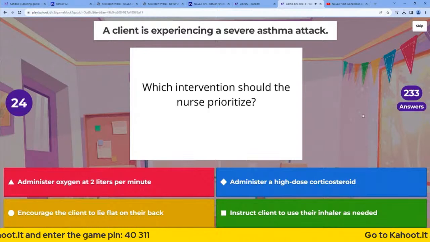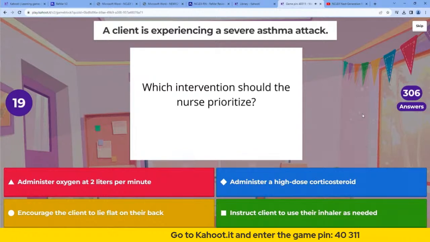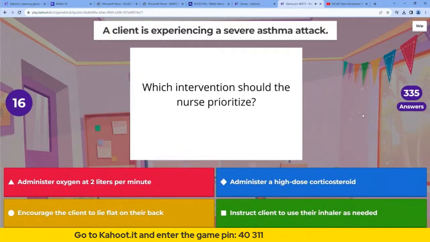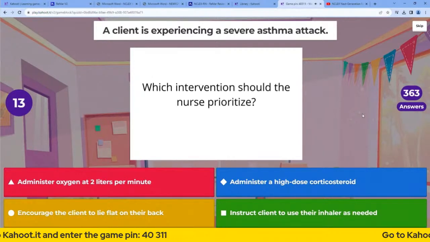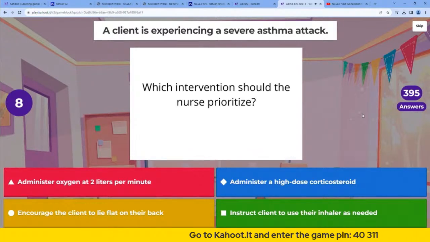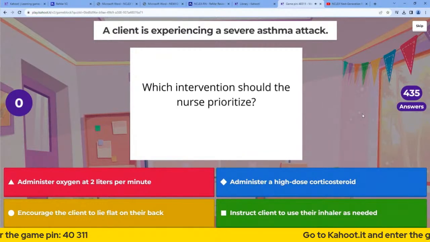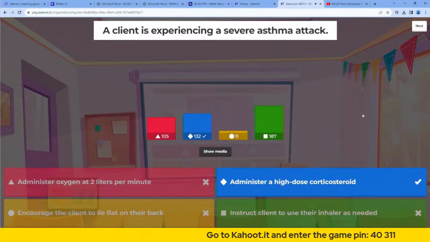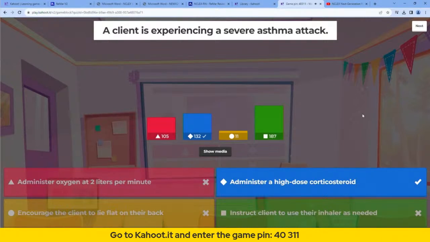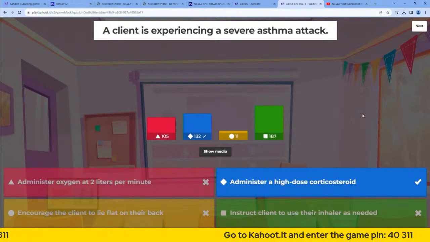Okay, a client is experiencing a severe asthma attack. Which intervention should the nurse prioritize? Administering oxygen at 2 liters per minute. Yellow, encouraging the client to lie flat on their back. Blue, administer high dose corticosteroid. Green, instruct client to use inhaler as needed. Here we go, guys. Correct answer. Did the majority of us get it right? We didn't. The majority of people picked to instruct the client to use their inhaler as needed. No, this is a severe asthma attack.